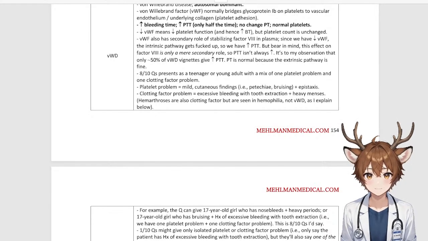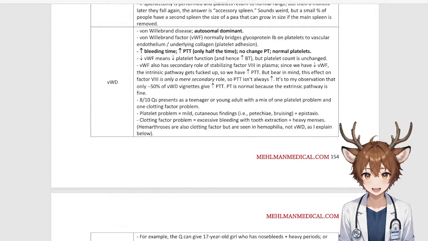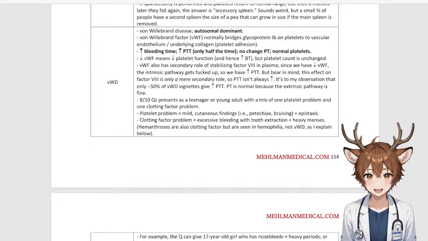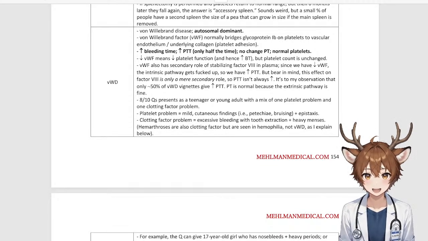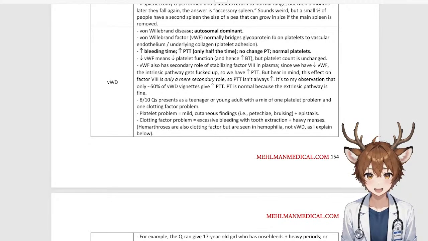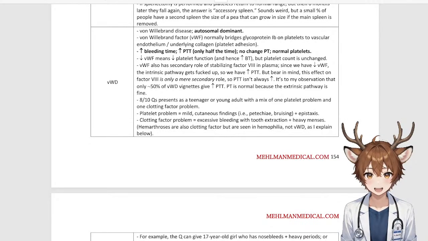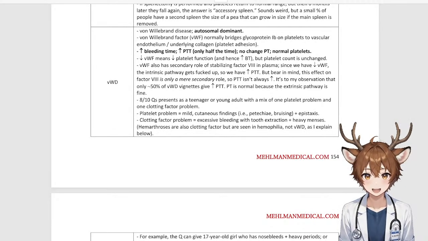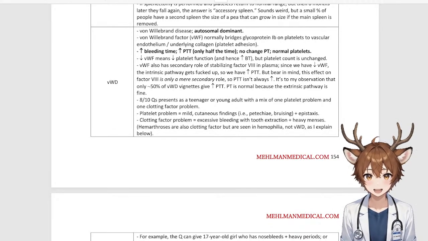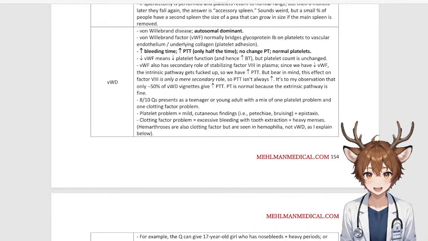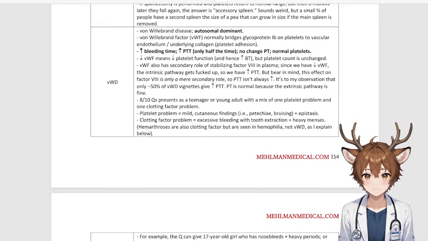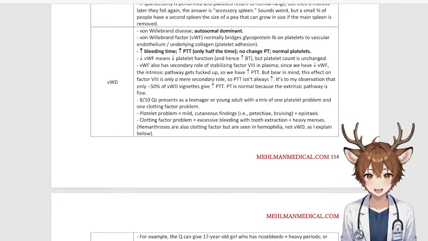Who knows? All right. Anyway, so von Willebrand disease is autosomal dominant. Von Willebrand factor, VWF, normally bridges glycoprotein 1b on platelets to vascular endothelium and underlying collagen, which is platelet adhesion. Elevated bleeding time, elevated PTT only half the time, no change in PT, normal platelets.